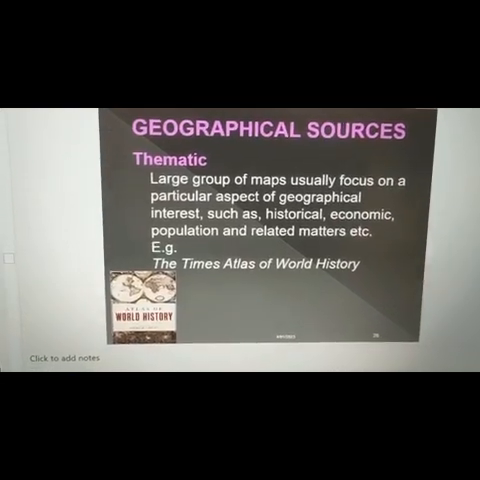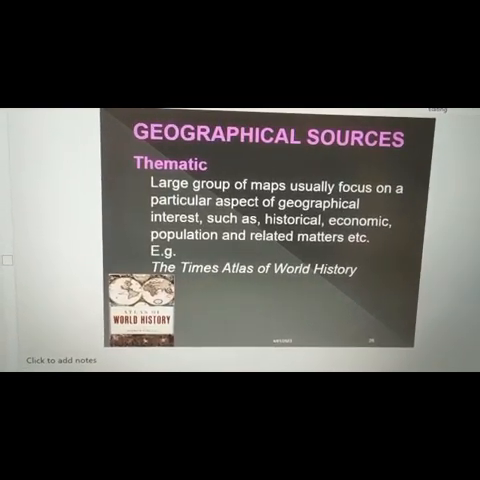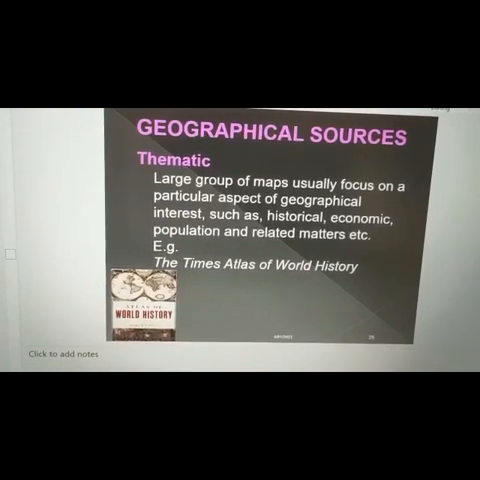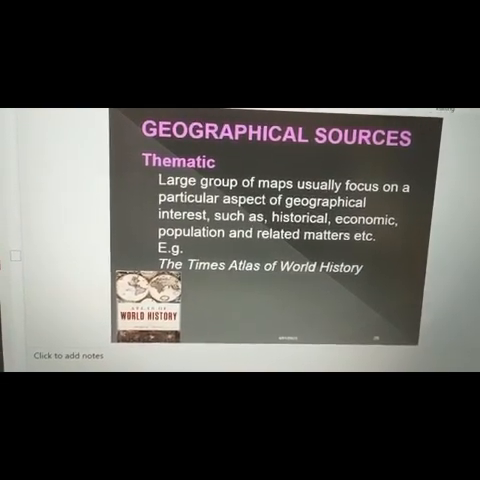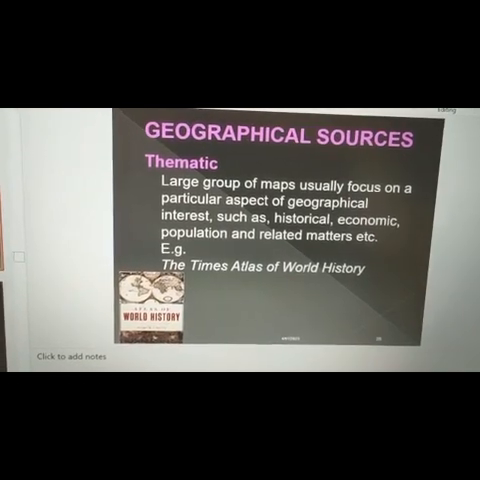Thematic. Large groups of maps usually focus on a particular aspect of geographical interest, such as historical, economic, population, and related matters.